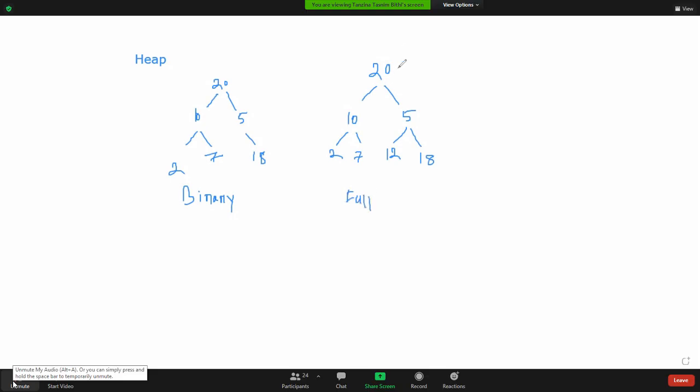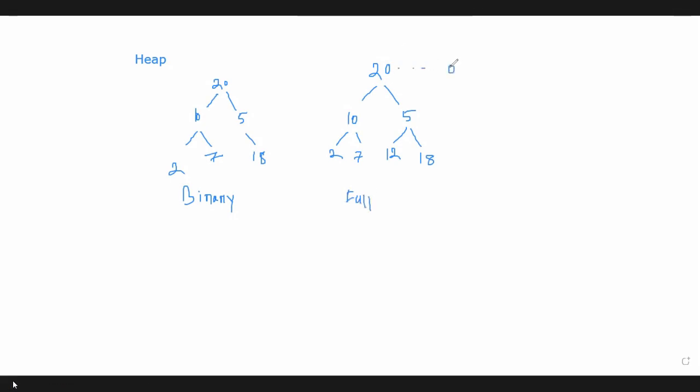Okay, so now we know that the first level number is always 0, this is level 1, and this is level 2. In a full binary tree, we can assign some values. Suppose this is the first node of the tree, and the node numbers are 2, 3, 4, 5, 6, and 7. In a full binary tree, we know that in each level there would be 2 to the power L nodes. So in the first level, L equals 0. So it has how many nodes? 2 to the power 0 equals 1, exactly 1 node.